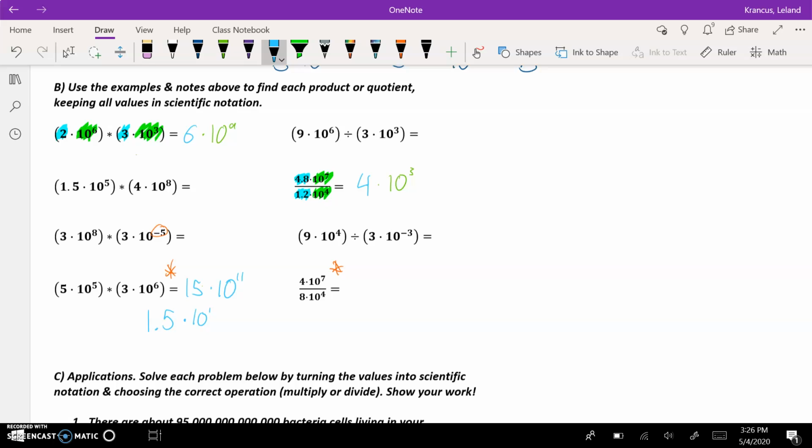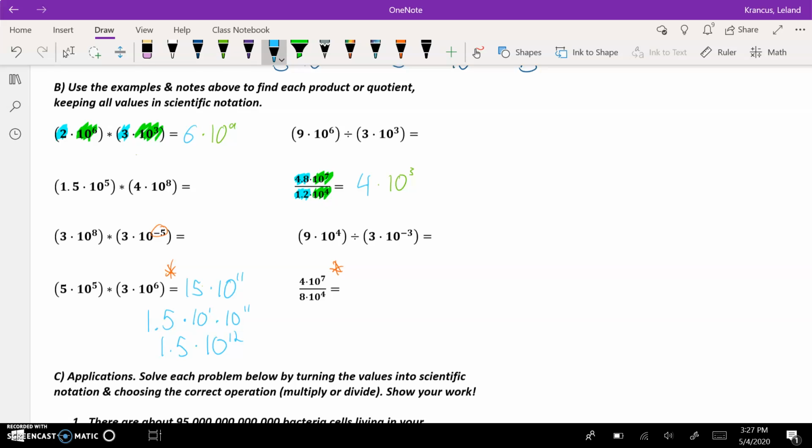So 1.5 times 10 is 15, and then I still have my 10 to the 11th power, and I'm doing a little bit more simplifying. So this should be 1.5 times 10 to the 12th power. So it's like you're borrowing it, you're pulling out a power of 10 from that number that's too big and lumping it in with the rest of your tens. Something similar happens to this bottom right problem where you're doing division.